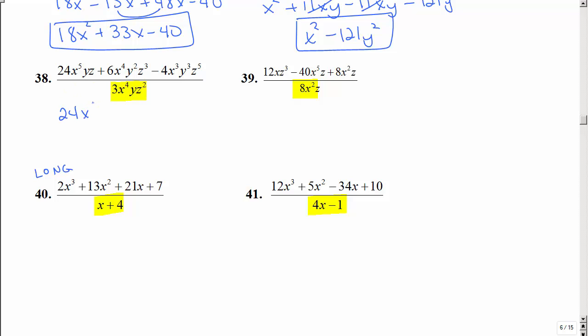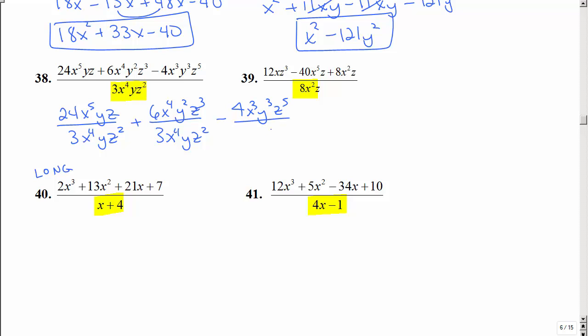So you have 24x to the 5th yz divided by 3x to the 4th yz squared plus 6x to the 4th y squared z cubed over the same denominator. And continue. And I hope I don't miss any exponents. Now I can reduce each part. So 3 goes into 24 8 times. That reduces to x. Y divided by y cancels out.